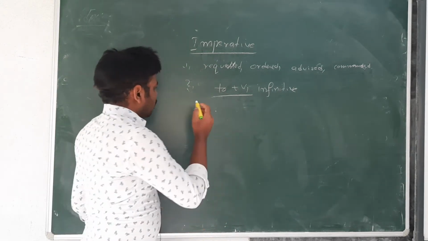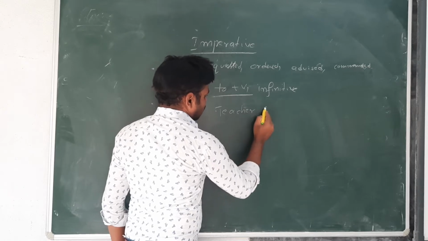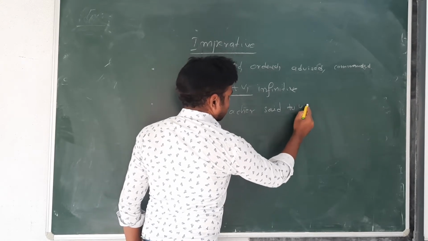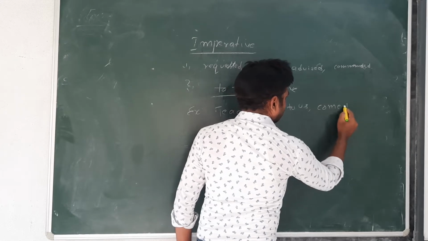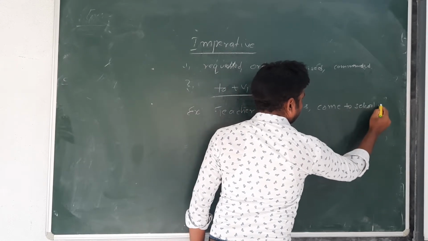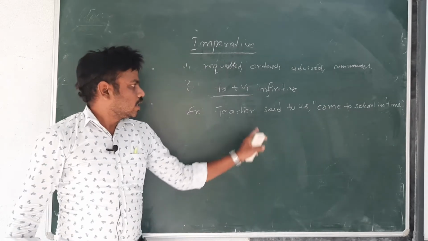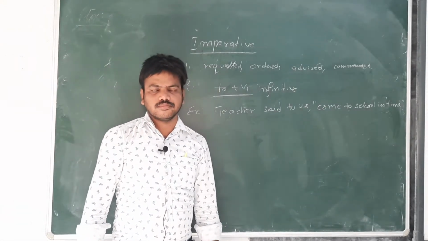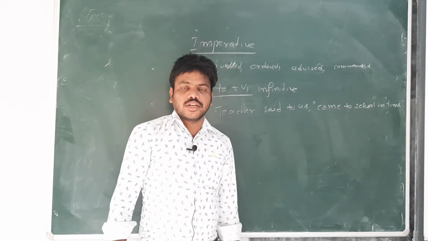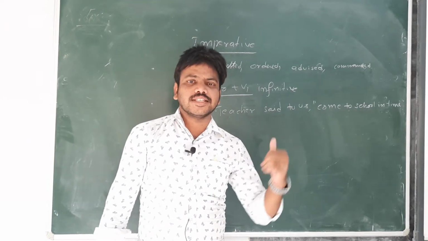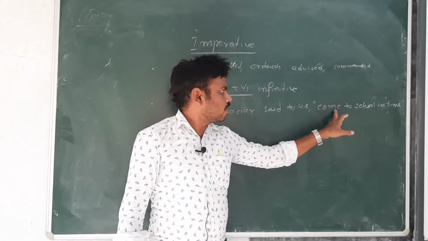Now let us see an example. Teacher said to us, comma, come to school in time. So what kind of sentence is it? It is an imperative sentence. How can we say that it is an imperative sentence? Here we don't have any subject. Come to school in time.